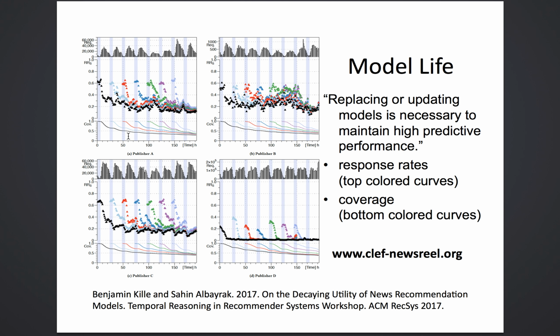And so here what we see is each of the colors represents a new model. And here he's looking at response rates, so the ability of the recommender to provide a response, and also the coverage. And we see that it goes cyclically. The fresh model then gets worn out and needs to be replaced. So this is also another interesting paper that shows us that throwing all of your historical data into the model is not necessarily the best idea.